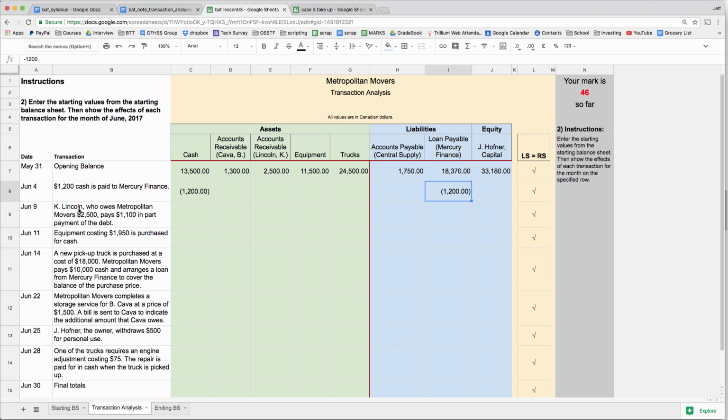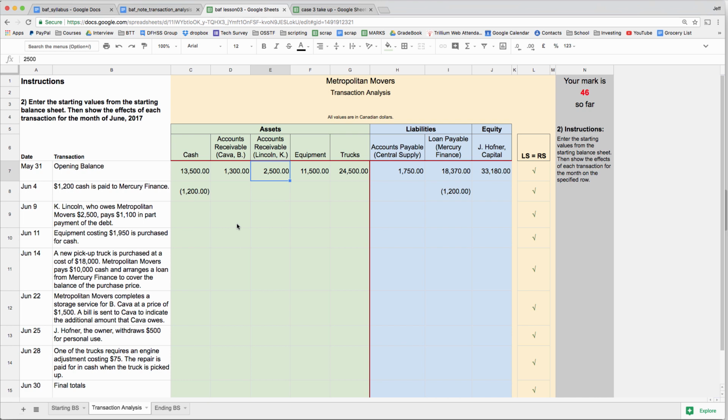This bit, Kay Lincoln, who owes us $2,500, you don't need to know that, right? You should know that Kay Lincoln's a customer. There they are. They owe us money. That's an accounts receivable. There's the $2,500. Well, they're paying us $1,100 at the moment. Okay, so is this a financial transaction? Well, yeah, they're paying us money.